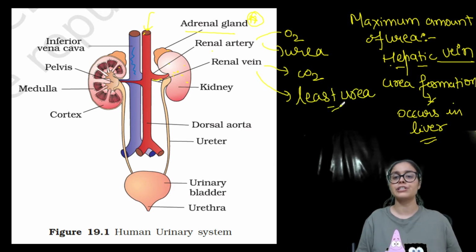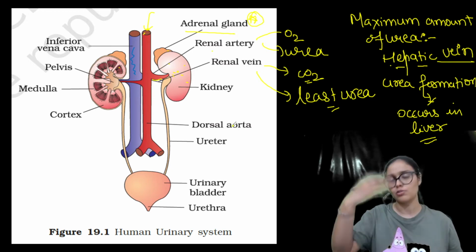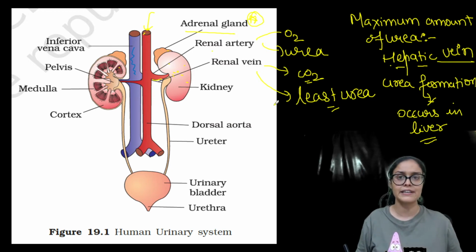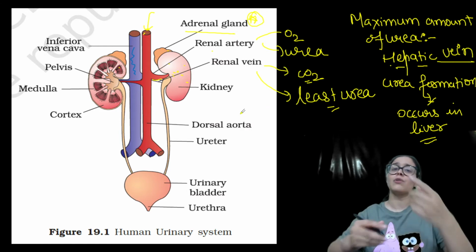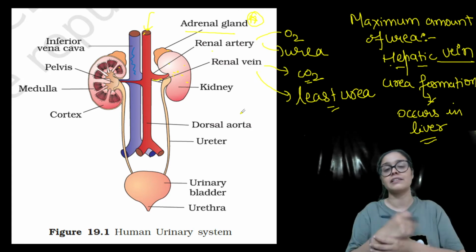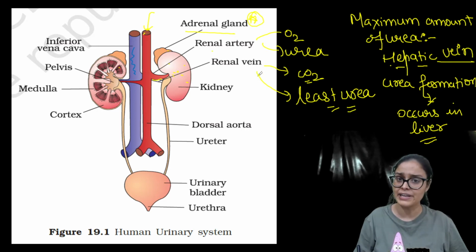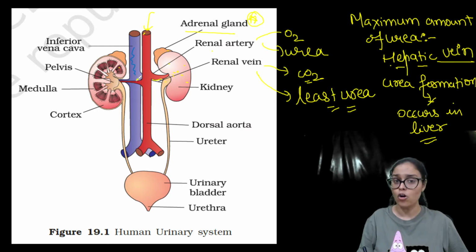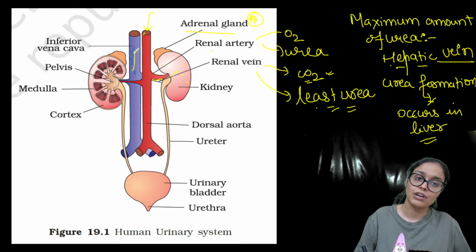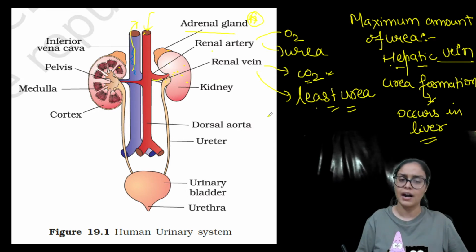Now the deoxygenated blood will go to the heart. The heart will send it to the lungs, the lungs will oxygenate it, and again it will be supplied to all body parts. And this balance of urea in the blood is maintained by the kidney. So you have to remember that the renal vein carries deoxygenated blood with the least urea to the vena cava, and the vena cava takes it to the heart. So we know what will happen next in the heart, right?